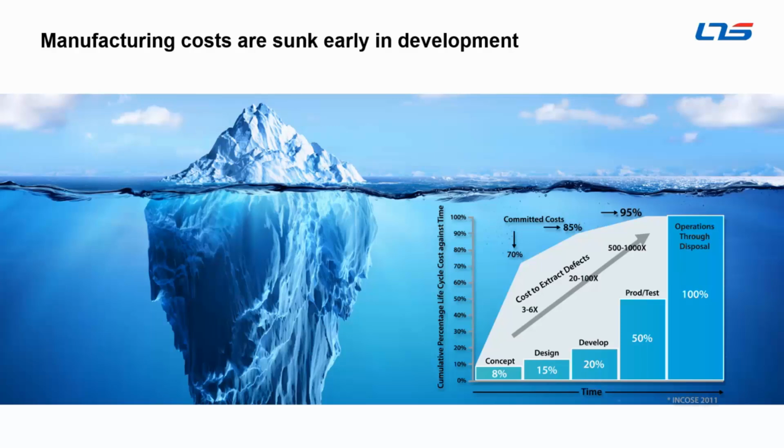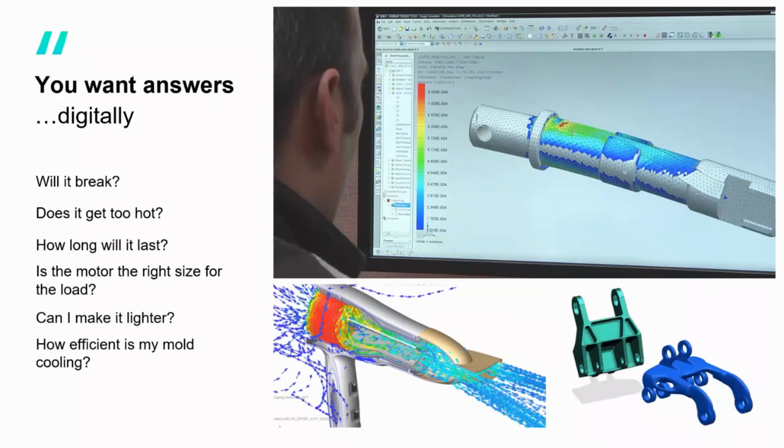This slide really shows this tip of the iceberg type of metaphor: the later that you catch a problem or defect in the product development and engineering lifecycle, the more expensive it is going to be to address that defect. Think about finding something out at the physical prototyping stage versus the early CAD concept design. People who are using simulation nowadays really need to answer these types of questions, right? Very straightforward things. Will it break? Does it get too hot? How long is it going to last? Is the motor the right size for the load that you're using? Can you make it lighter? How efficient is your cooling?